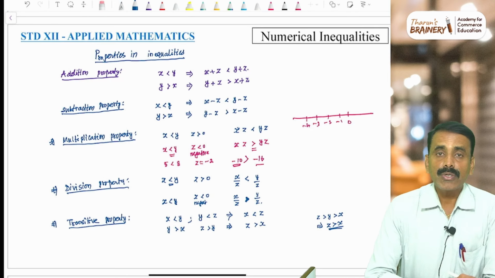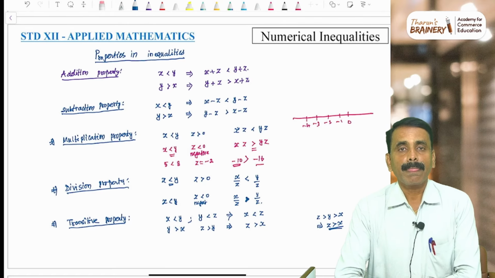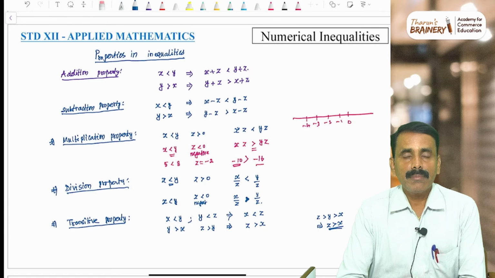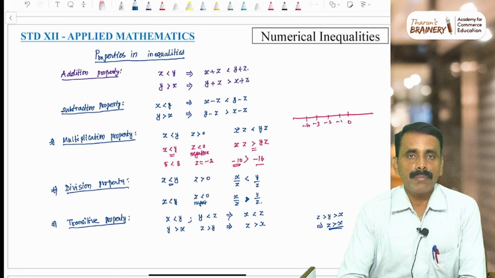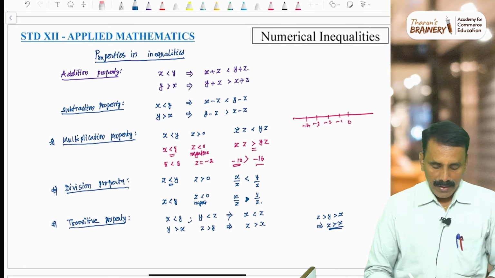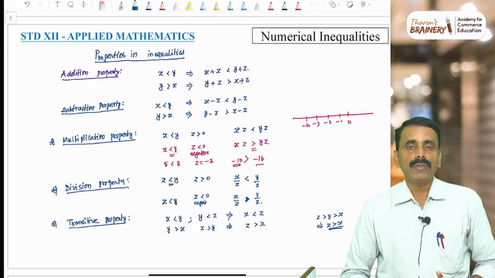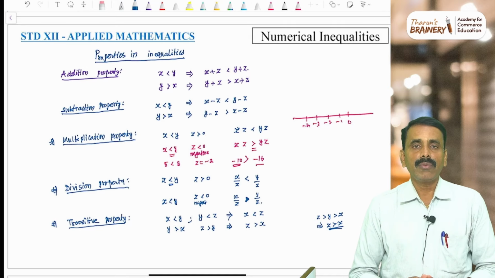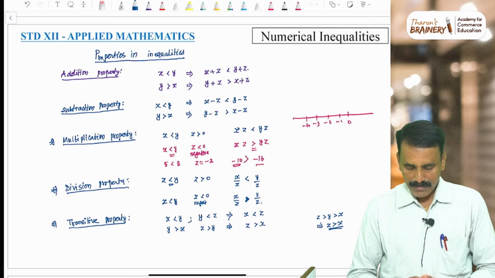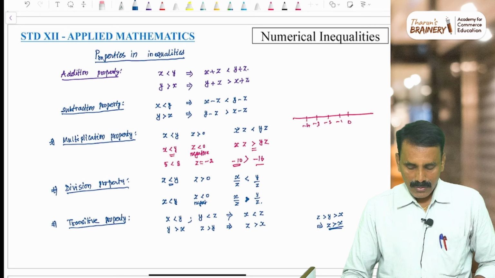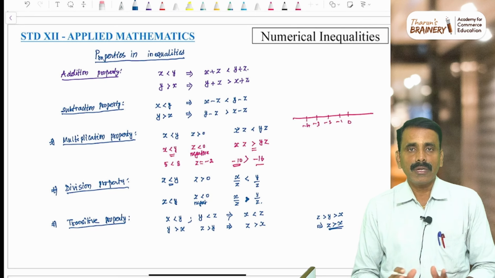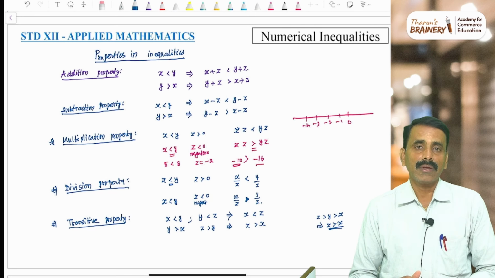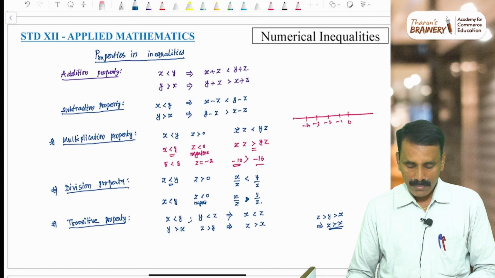So these properties we should remember: additive property, subtraction property, multiplicative property, division property. When we multiply and divide, if it is a positive value, the inequality will remain the same. If it is a negative value, the inequality is getting reversed. Okay. So with this introduction about inequalities, we try to solve the given equations.